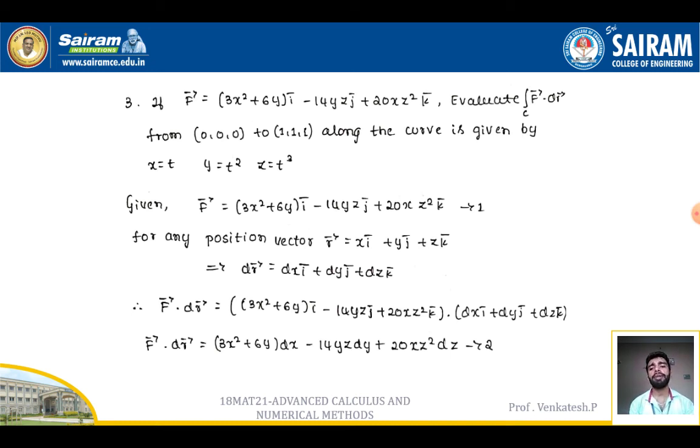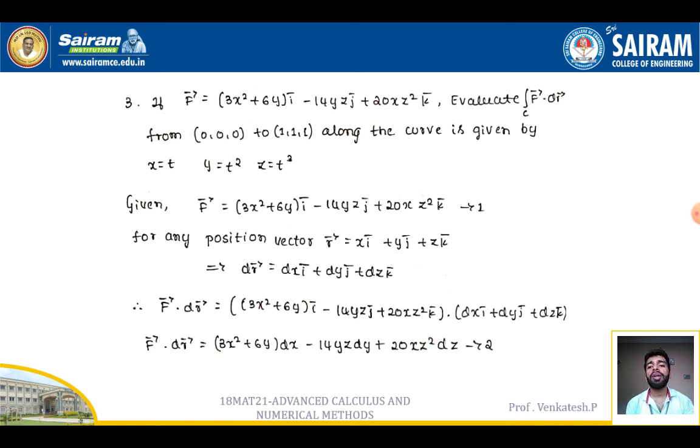First you have to estimate the value of f dot dr. Choose the f equation and take the dr from the r equation. r is equal to xi plus yj plus zk. I'll be having dr is equal to dx i cap plus dy j cap plus dz k cap. If I find f dot dr by using the concept of dot product, I'll be getting f dot dr is equal to 3x square plus 6y dx minus 14yz dy plus 20xz square dz. Call this one as equation number 2.